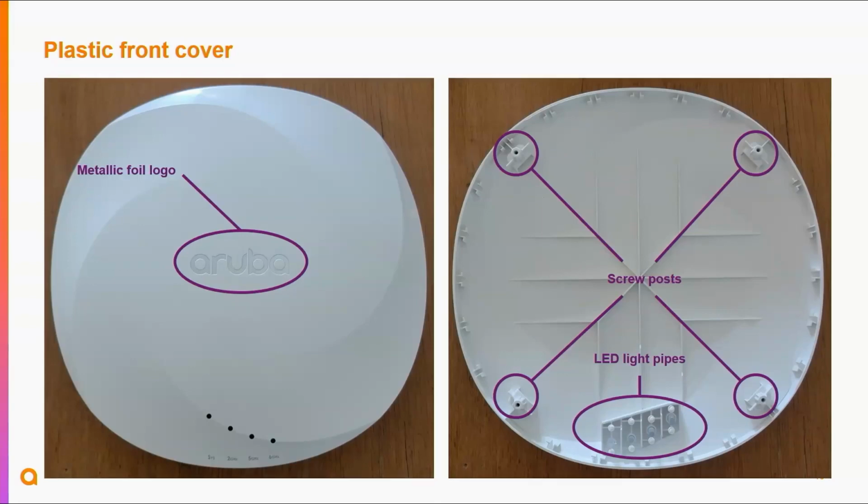And on the back, as I said, there's just 4 mounting posts, and these things are what they call LED light pipes. So they basically guide the light from little LEDs, so light-emitting diodes, little diodes that generate light on the board, to the front of the AP. So this is the same as here, right? They give you the indicators.